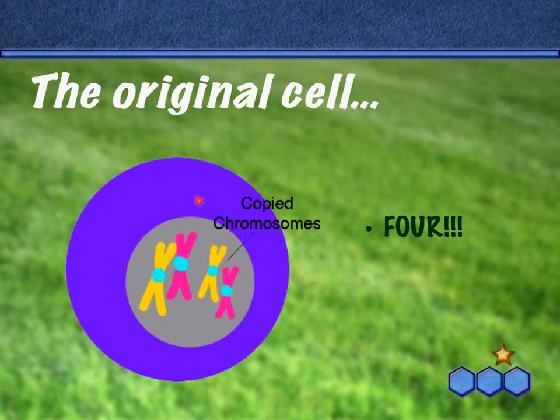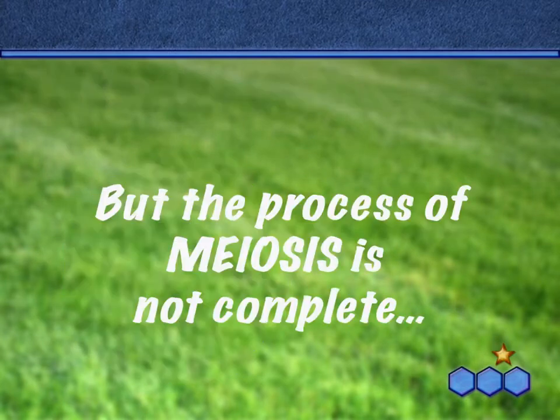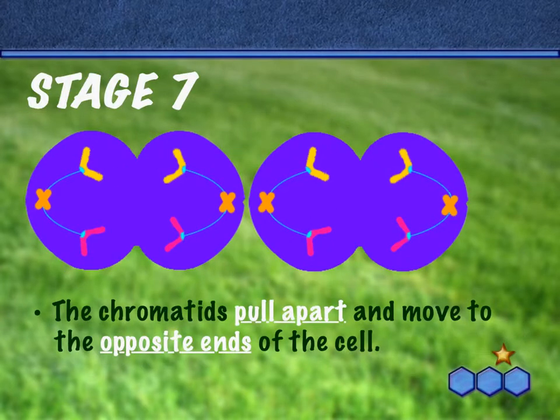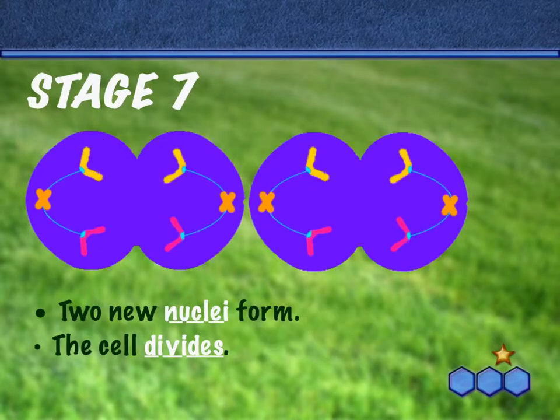So the original cell, just to remind you, had 4 chromosomes. Now, the process of meiosis is not complete. There is a second stage of division. The chromosomes line up along the center of the cell here again, and they get ready to divide one more time. So here you can see that the chromatids start to separate from each other, and they move to the opposite ends of the cell.